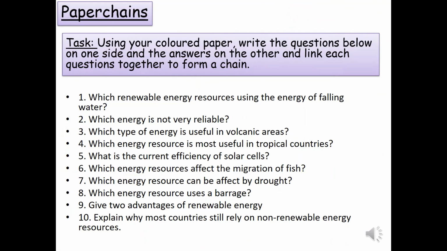The final thing you will do is create a paper chain. To do this paper chain, you will need your colored paper. I have given you 10 questions. On one side of the colored paper, you're going to write the questions. On the opposite side, you will write the answers, and then you will link each piece of paper together to make a chain. So on one paper, you write one question on one side and the answer on the other side. On the next paper, you write one question on one side and the answer on the other, and you link all of them together to form a chain.